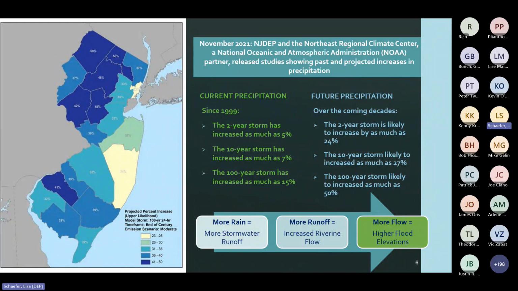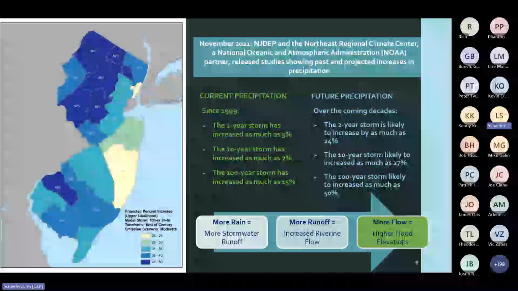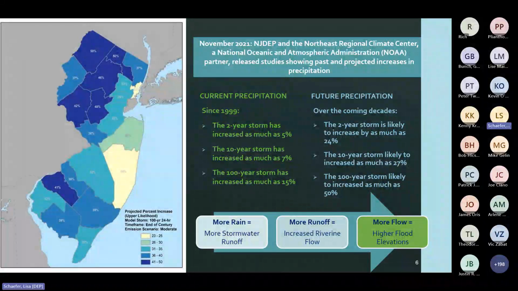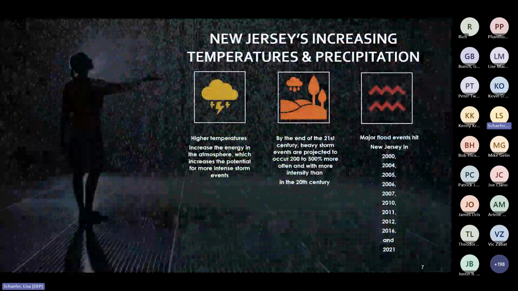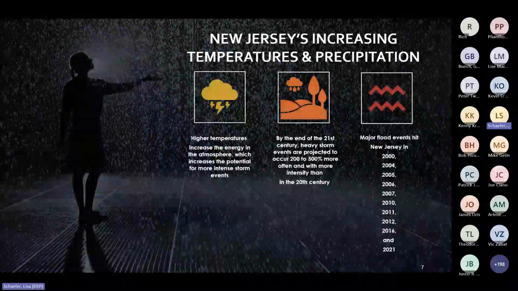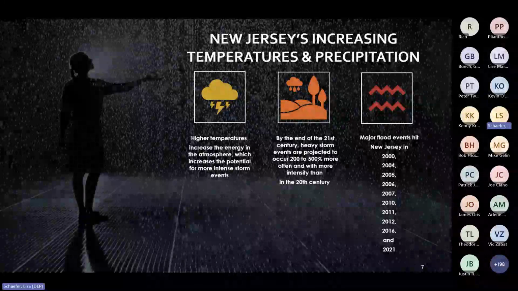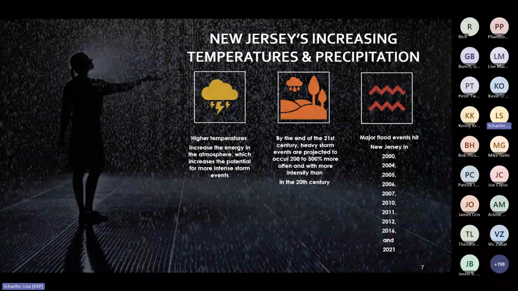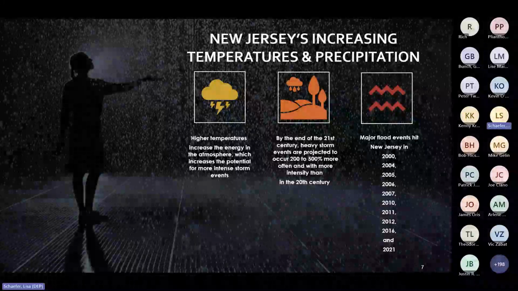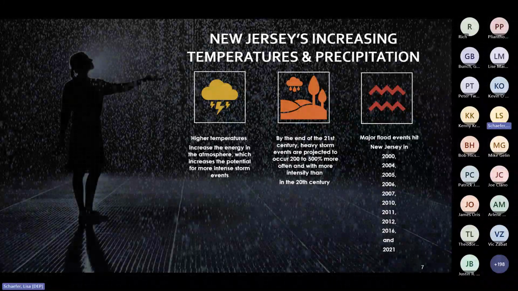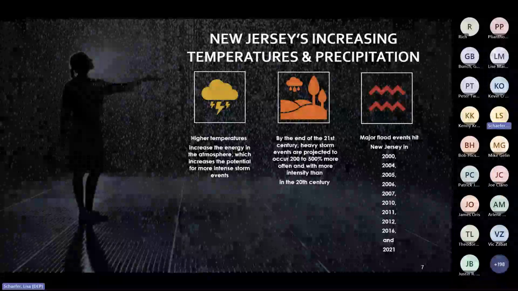More rain means more runoff, so that means larger discharges, and we will also see more flooding as a consequence. So additionally, global warming increases both the energy in the atmosphere and the potential for more intense storm events. The science predicts these storms will occur more frequently and at higher intensities than those of the 20th century. So I'll cover more of this shortly. So we've experienced quite a number of major flood events since the year 2000, some of which are noted on this slide.